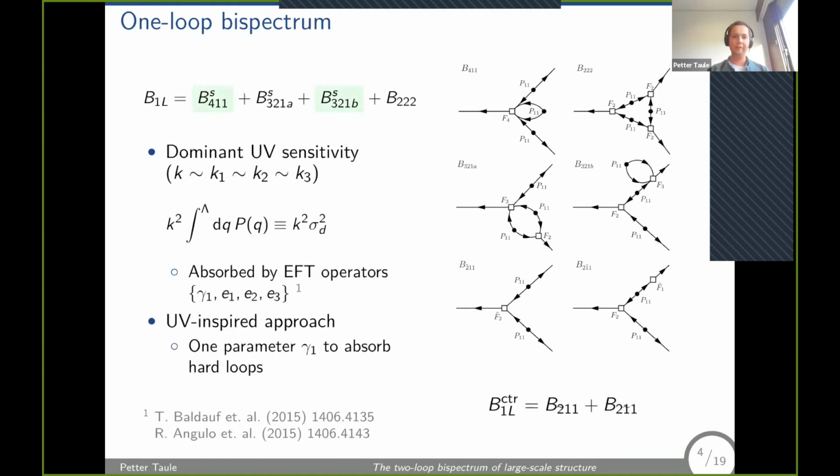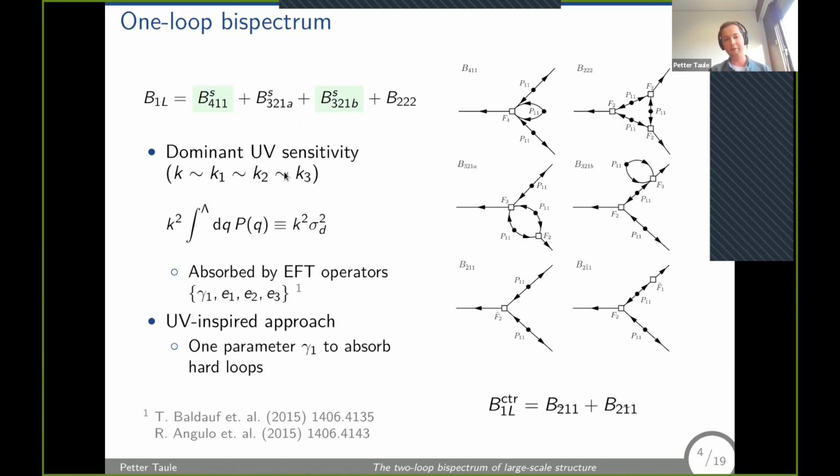So let me begin with a recap of the one-loop bispectrum, which in perturbation theory has these four contributions, corresponding to the four diagrams on the upper right here, with three external momentum legs and loops. For the EFT analysis, you want to look at the UV sensitivity, so the UV contributions to the one loop.